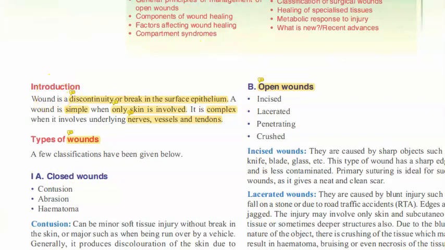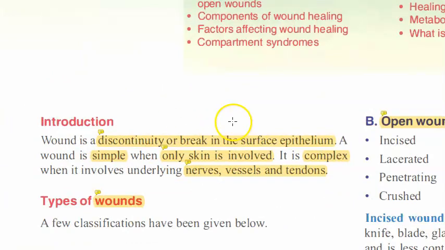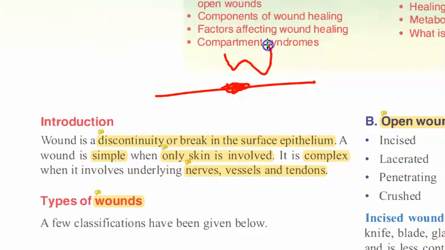So basically what is wound, guys? Wound, it is a discontinuity or break in the epithelium, break in the surface epithelium. So if this is epithelium and there is a discontinuity or a break, that becomes a wound. Then what is necrosis? What is ulcer? So when there is necrosis underneath, this will be called as an ulcer, isn't it? So that is the definition of ulcer.